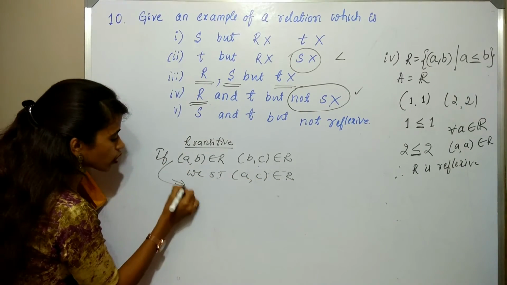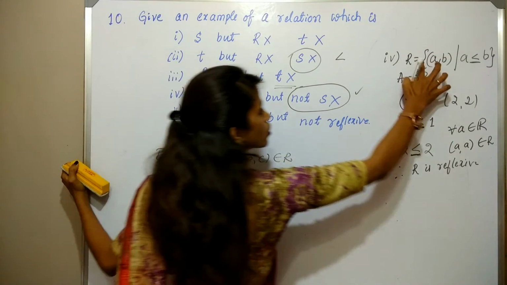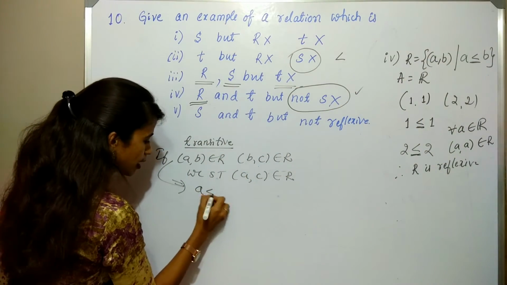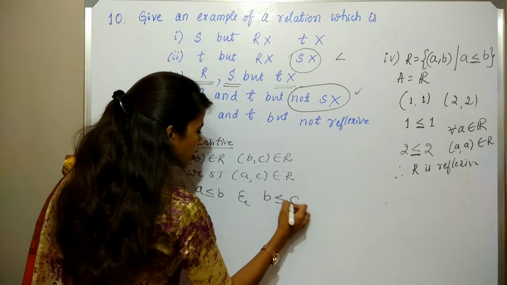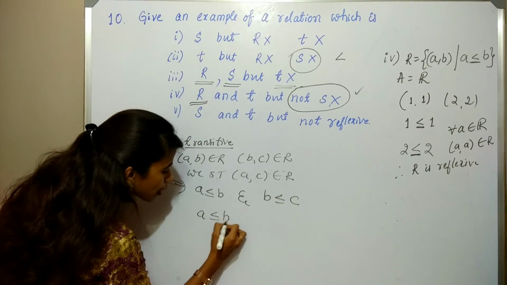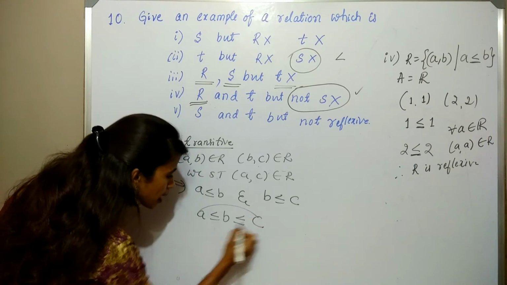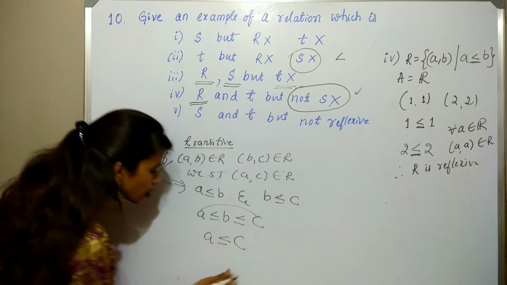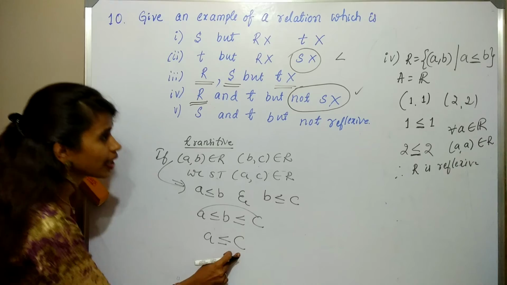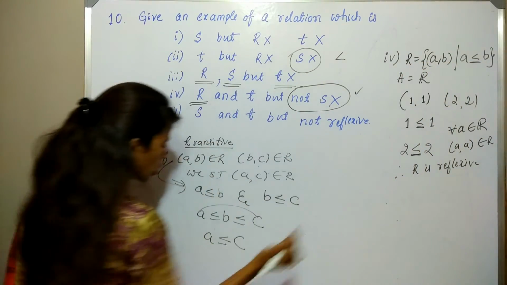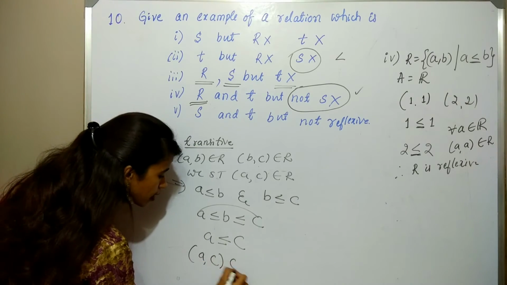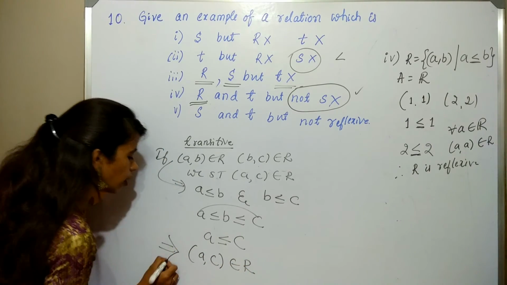So what does (A, B) belongs to R imply? A is less than or equal to B. And (B, C) belongs to R implies B is less than or equal to C. We have A less than or equal to B, B less than or equal to C, which implies A is less than or equal to C, which is obvious. So A less than or equal to C implies (A, C) belongs to R.